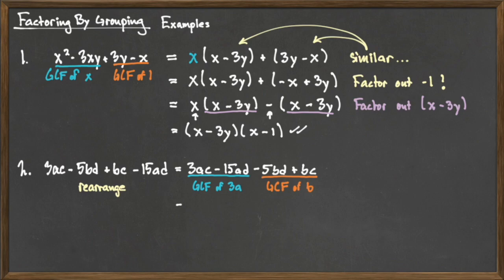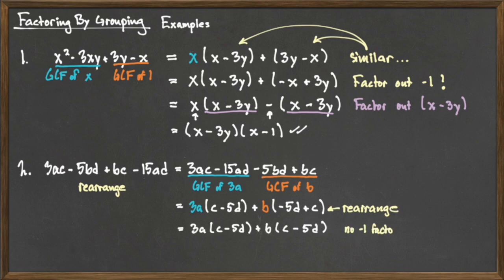Let's go ahead and factor out those GCFs to get 3a times the quantity c minus 5d plus b times the quantity -5d plus c. Do I have to factor out a -1 again? I actually don't in this case, because even though the terms aren't arranged the same within each parentheses, everything has the correct sign. So all I'm going to do is flip the order of negative 5d and c to get 3a times c minus 5d plus b times c minus 5d. Finally, I can factor out the common c minus 5d to get the final answer of c minus 5d times 3a plus b, and we're done. So always pay attention to whether or not I simply just need to rearrange terms or if I actually need to factor out a negative one.